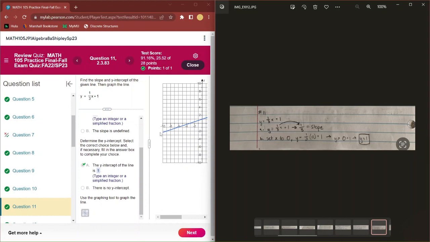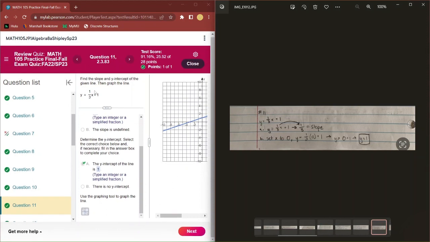Number 11 is you have to find the slope and the y-intercept. So the slope is just the number in front of the x, the coefficient. And then I have to find the y-intercept. So you find the y-intercept by setting x to 0. As you can see, y would equal 1 because a third times 0 is just 0, plus 1 is 1.